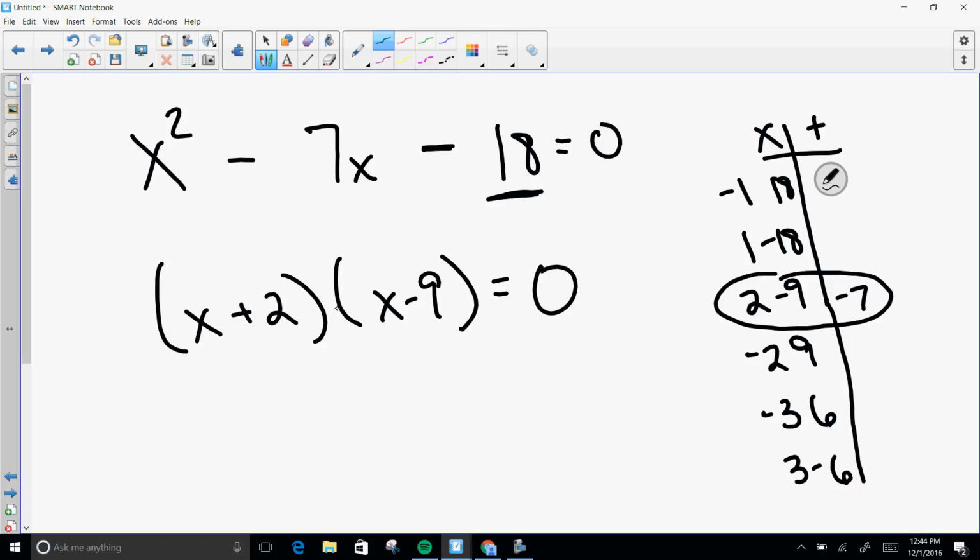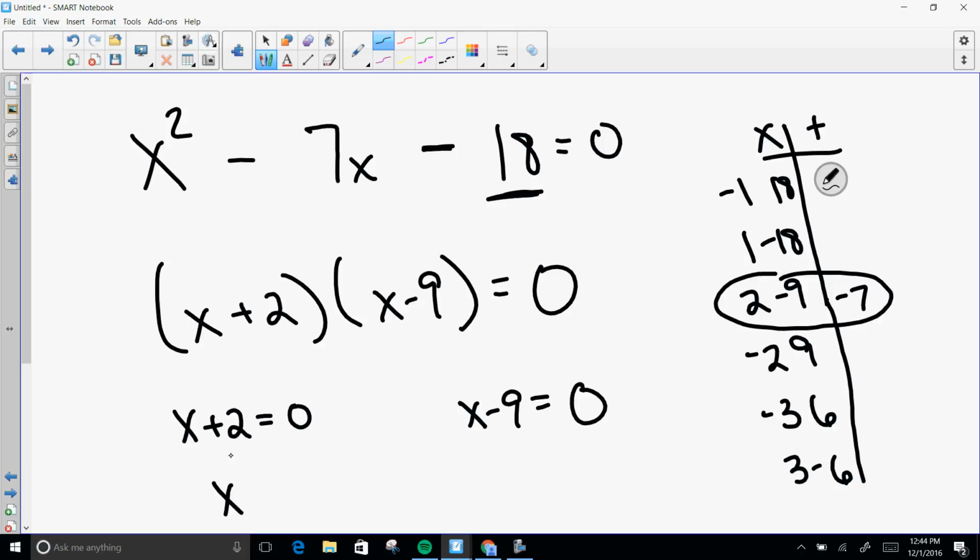Now, once I have them factored, I need to multiply those together to get 0. Well, in order to multiply to get 0, one of these two factors has to end up being 0. So what I do is I say, how can x plus 2 equal 0? I make it happen, and I set it equal to 0. I also ask myself, how do I get x minus 9 to become 0? Well, I make it happen. x minus 9 equals 0.